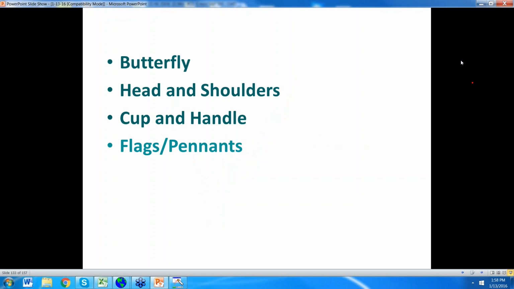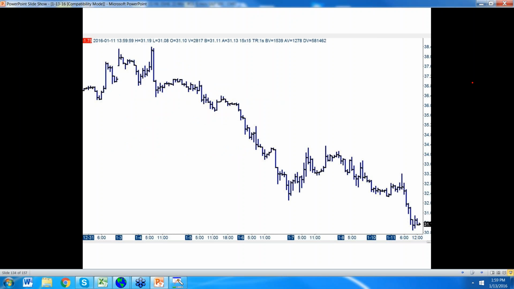Again, I'm not going to get into the head and shoulders or the cup and handle. But flags and pennants are interesting. I'm just going to touch upon this, which is similar to something that I traded today. Flags and pennants are continuation patterns, right? And here's one on the crude oil just recently.